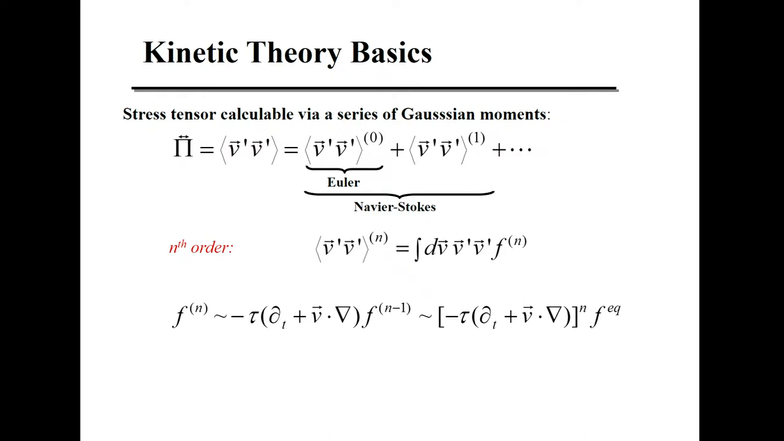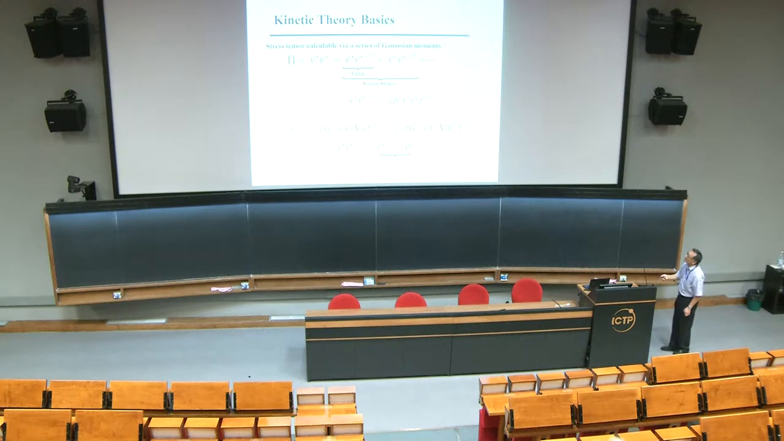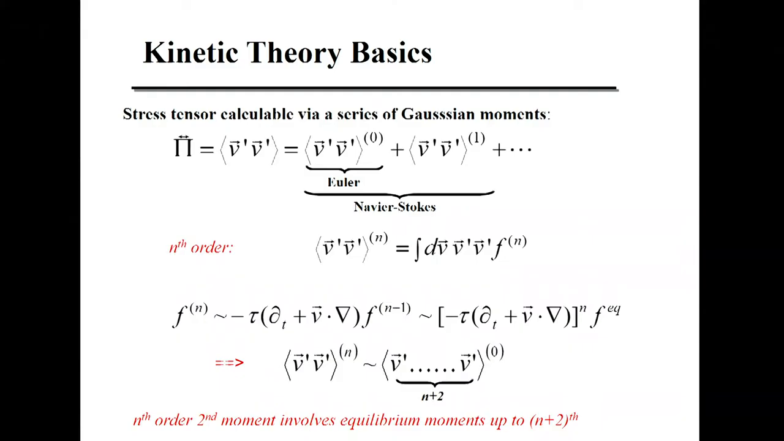And once again, we have this hierarchical relationship. And then you can have these all expressible consecutively into the average with the equilibrium distribution function as the probability weight, and in this way, an nth order moment involves the equilibrium moments up to n plus 2.